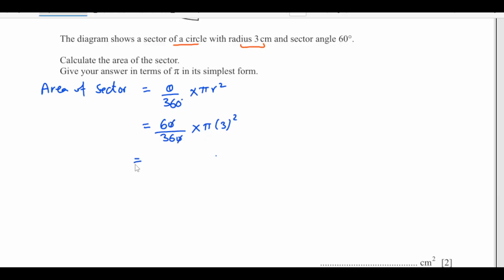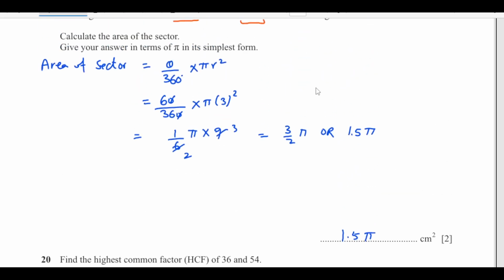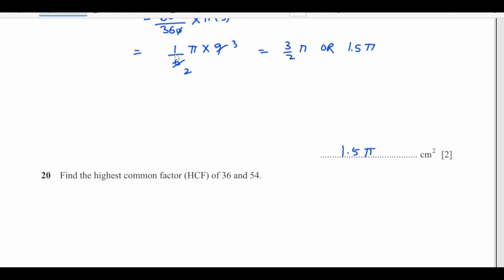So, this is 6 times 6, 1 over 6 pi times 3 squared, which is 9. So, 3 times 2, 3 times 3. So, this is 3 over 2 pi, or we can write 1.5 pi, right. So, that is the answer, 1.5 pi, because we are not substituting the value. We are told here in the instruction to give the answer in terms of pi in its simplest form. So, we will write it in the simplest form. Actually, in the simplest form it is supposed to be 3 over 2 pi, right.